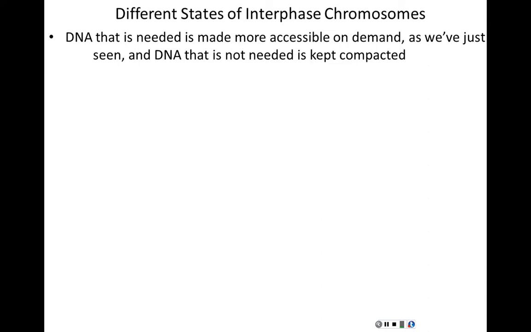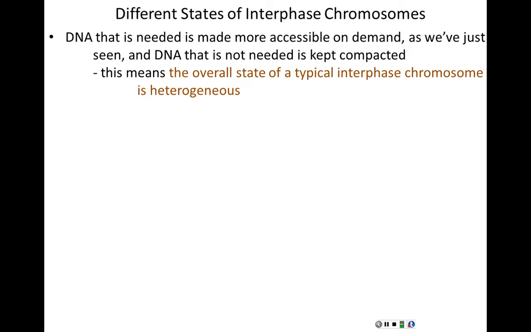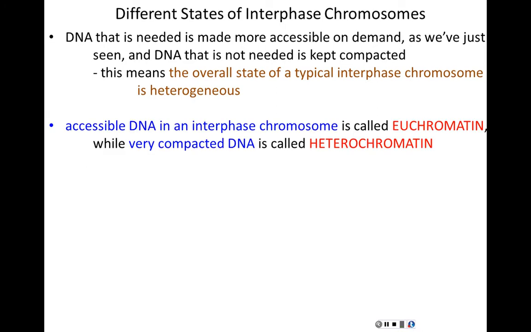Now let's just wrap up with two concepts: the different states that chromosomes take during interphase, and then we'll wrap up with the idea of epigenetics. DNA that's needed is made more accessible on demand. We need to have access to DNA that we need, and so that DNA needs to be less tightly compacted. Conversely, DNA that we don't need should be compacted and kept in a dense state because we don't need to access it in real time. This means that the overall state of a typical chromosome during interphase is pretty much heterogeneous, in the sense that those regions of DNA that are needed are less densely compacted, and those regions of the chromosome that are not needed are tightly compacted.